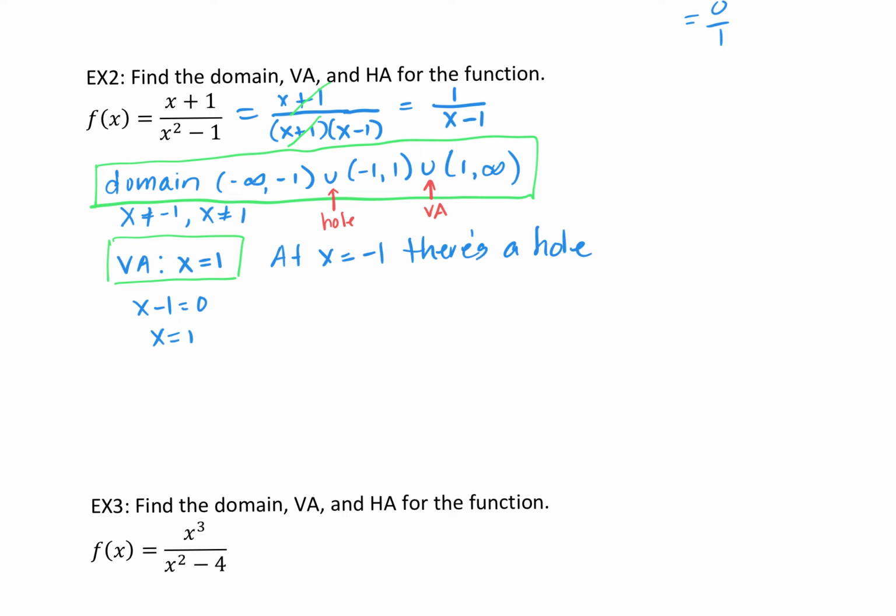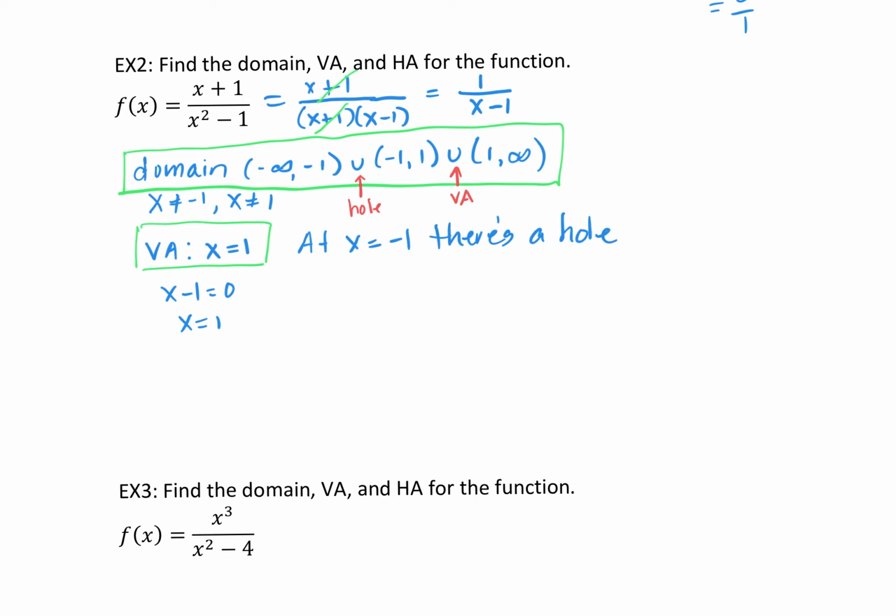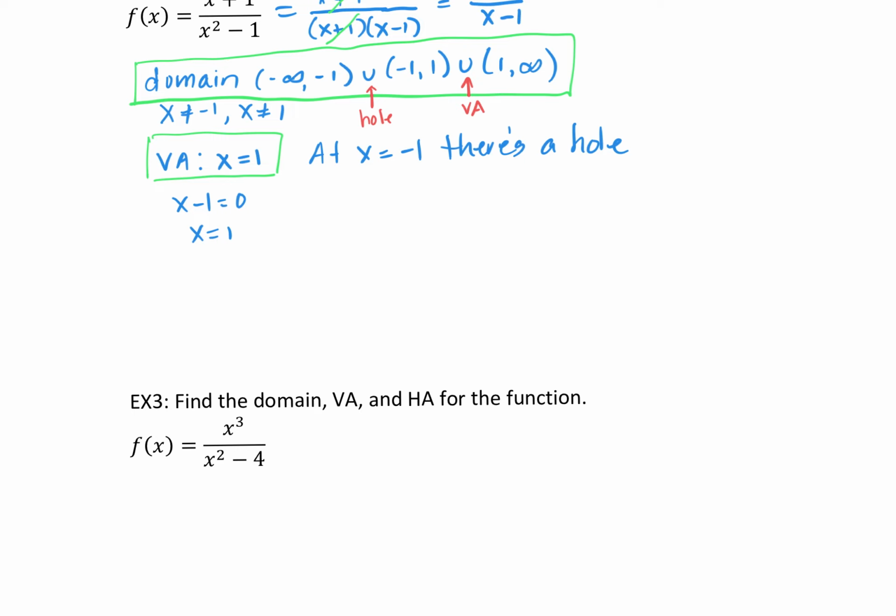Okay, so there's a lot you can tell when you're finding domain, vertical asymptote, and horizontal asymptote. Let's go ahead and find our horizontal asymptote. When we find our horizontal asymptote, we're going to be dividing everything by x squared. Maybe I can fit it down here.